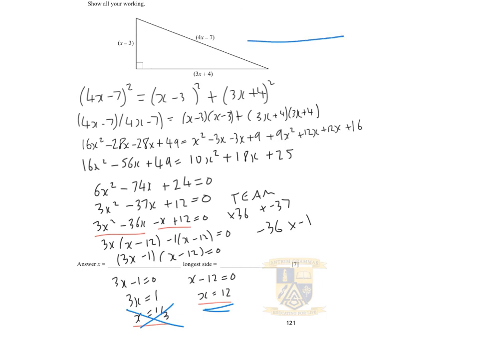The longest side then is this one here. That would be 4 times 12, because x is 12, take away 7. So 48 take away 7 is 41. So the longest side is 41.